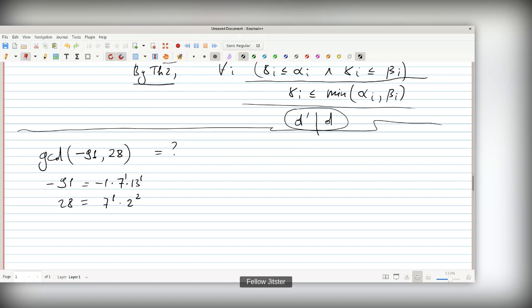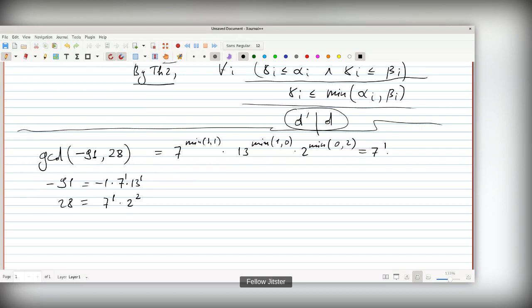So what is the greatest common divisor? First of all, it is positive, so no minus 1 here. 7 to the power minimum of 1 and 1. 13 to the power minimum of 1 and 0, which is 13 to the power 0, and 2 to the power minimum of 0 and 2, which is 2 to the power 0. So we get just 7. So 7 is the greatest common divisor.